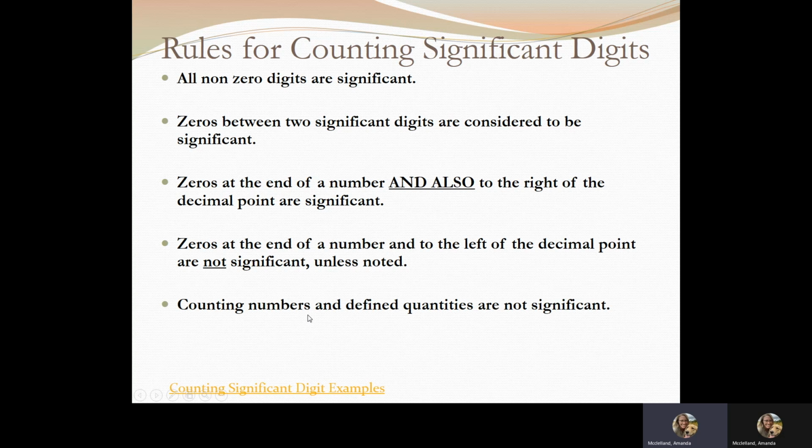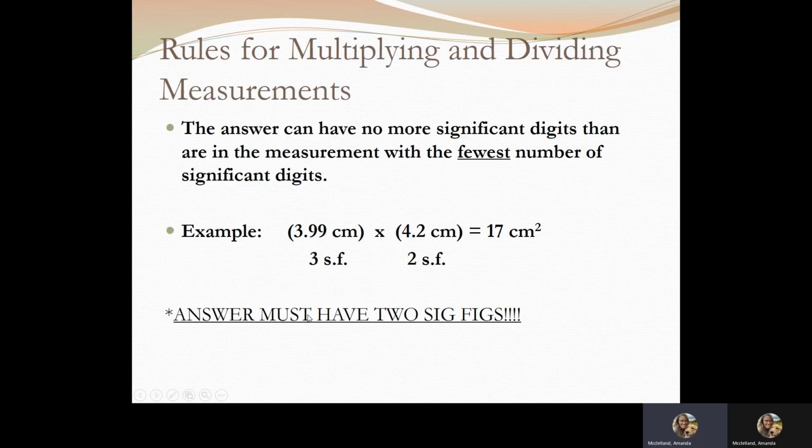And then counting numbers, we don't really need to worry about those because they're not going to be significant. We rarely will count things in chemistry, because counting numbers is not an actual measurement.